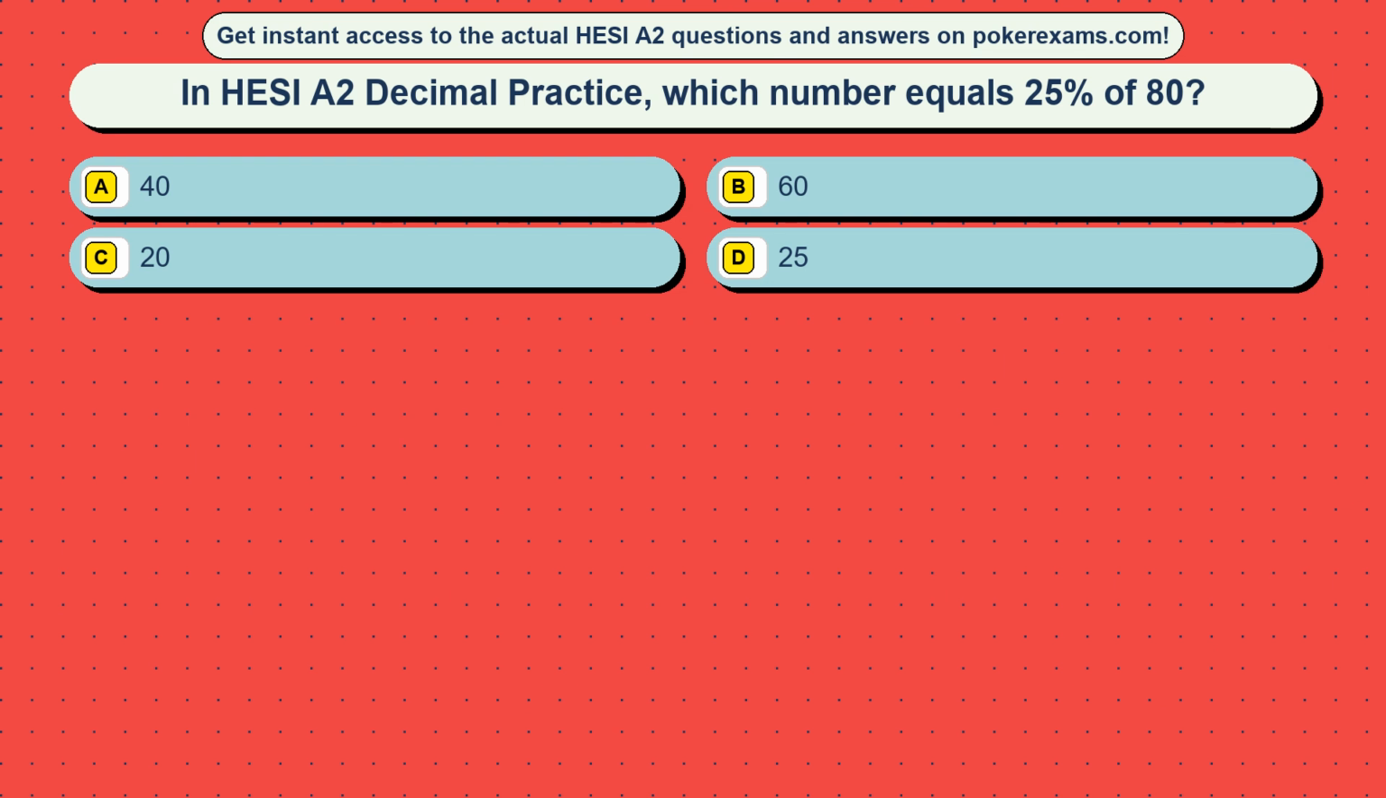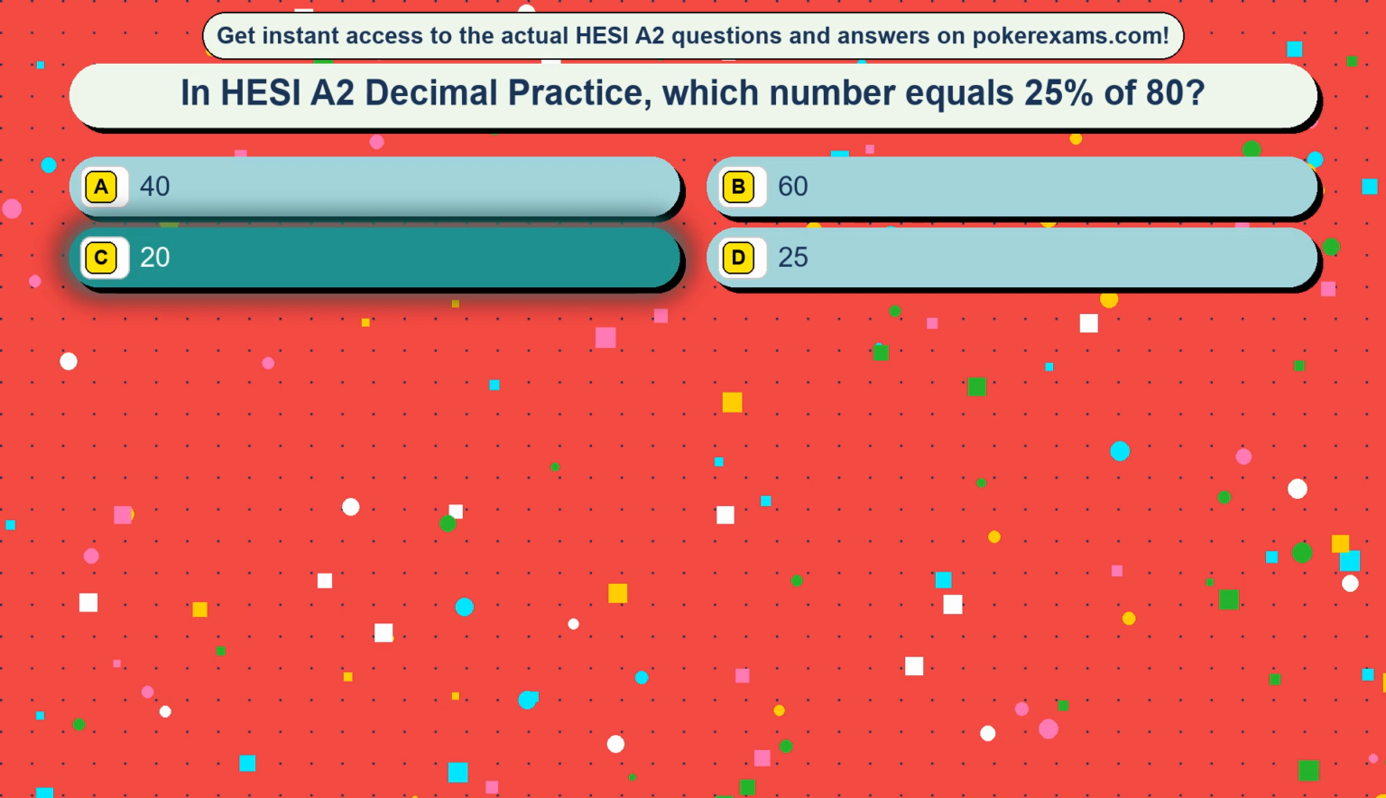Question 3. In HESI A2 Decimal Practice, which number equals 25% of 80? Option A. 40. Option B. 60. Option C. 20. Option D. 25. The correct answer is option C.